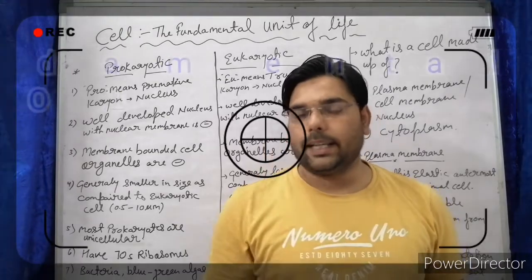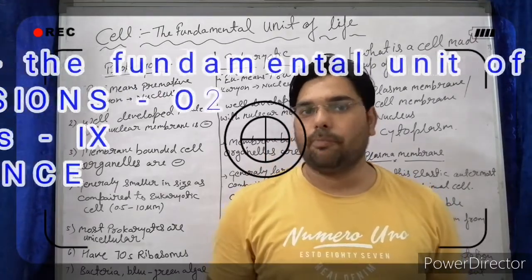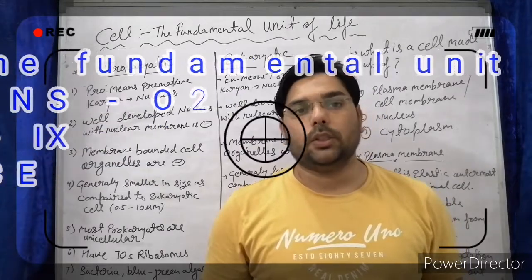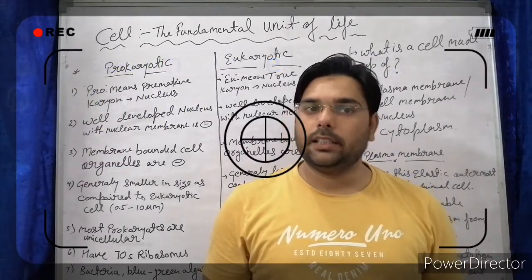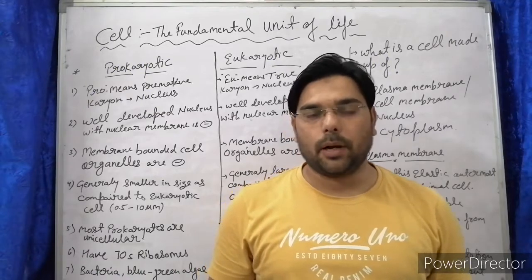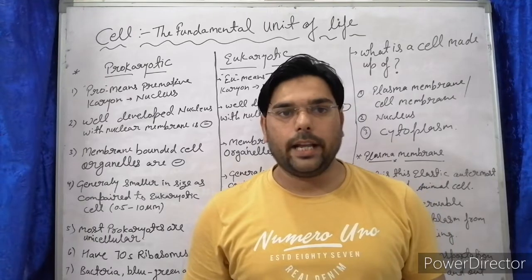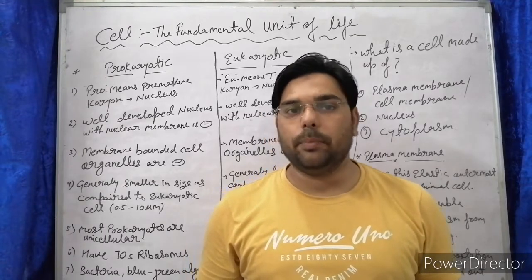Students, today is the second session of the first chapter of biology, class 9 science, that is Cell, the Fundamental Unit of Life. Students, in this session we are going to discuss the difference between eukaryotic and prokaryotic cells and what a cell is made up of.